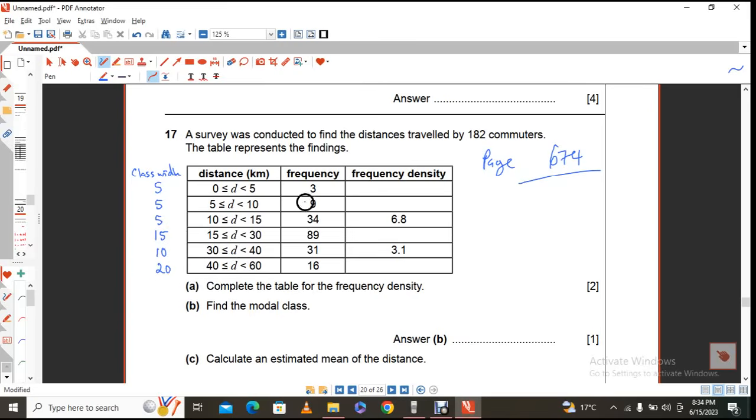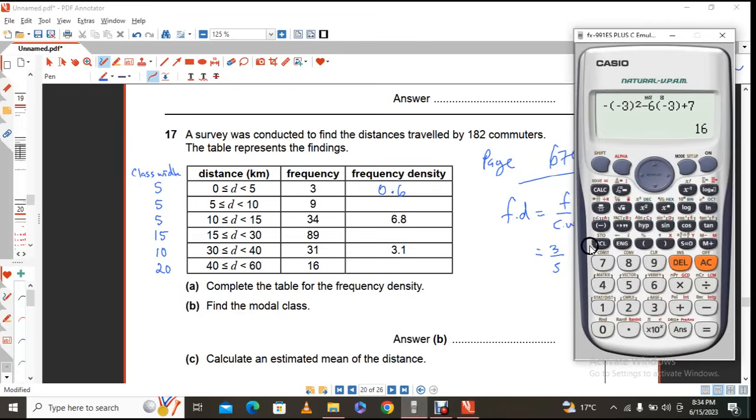All right, so when you take the frequency and you divide the frequency by the class width, you find the frequency density. So frequency density is the frequency divided by the class width. So I'm going to use that. For example, I'm going to take the first one. I'm going to say 3 divided by 5, okay? That is 0.6, so I'm completing the table, 0.6. When you do the next one, let's grab the calculator to make it easy. We take the frequency, it's 9. We divide it by 5, okay? 9 over 5, 1.8, all right?